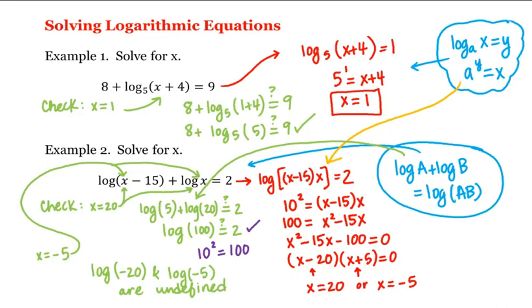Because remember that the domain of the logarithm is values that are strictly greater than 0, which means we're going to cross off x equal to negative 5 over here. And therefore, our only answer is x equal to 20. So it's very important to check your answers when solving logarithmic equations.